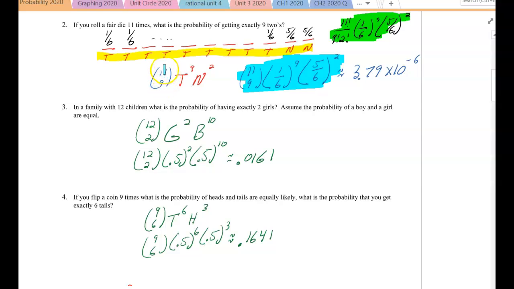And I would just like to take the time to point out a pattern. Notice here in problem number 2, 11 choose 9. The 11 adds up to the 9 and 2. In problem 3, 2 and 10 add up to the 12. In problem 4, the 6 and 3 add up to the 9. I'm going to go back to number 2. Notice for the 9, that's the exponent on the t. The exponent on the g is 2. And in 9 choose 6, that's the exponent on the t. So there's a little pattern here.